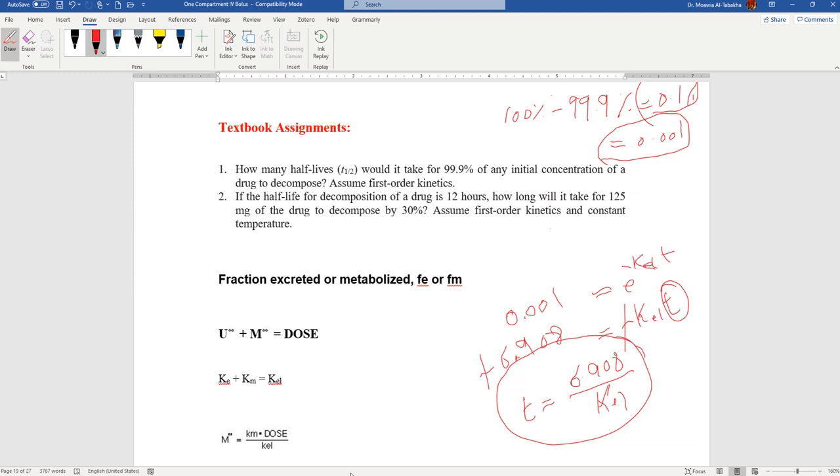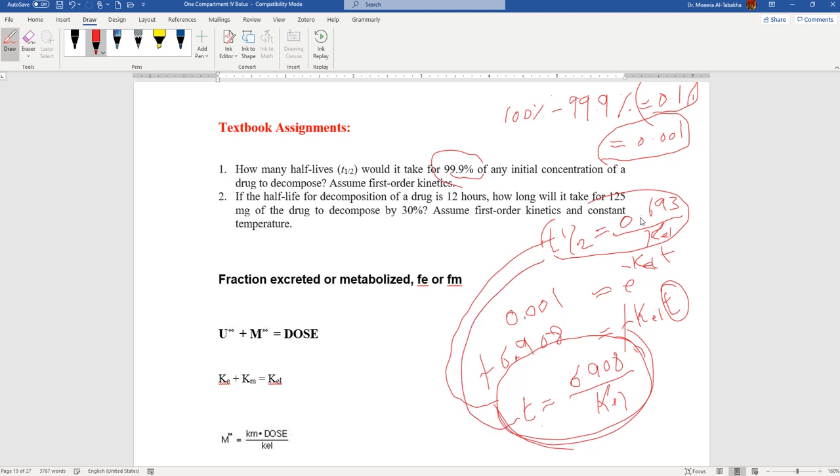But what is the relationship between this and half-life? You know that the half-life, for any drug, is equal to 0.693 divided by KL. طبعا لما احكي for any drug, I mean one that follows a one compartment model, first order kinetics. هاي هي half-life. So what is the relation between this and this? This is the time taken for 99.9% of the drug to be eliminated, and this is the time for 50%.